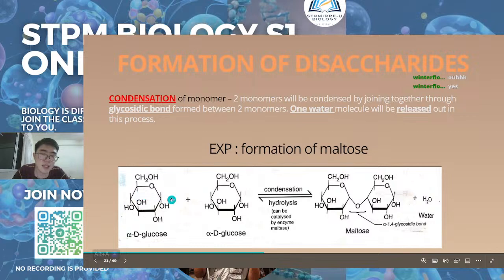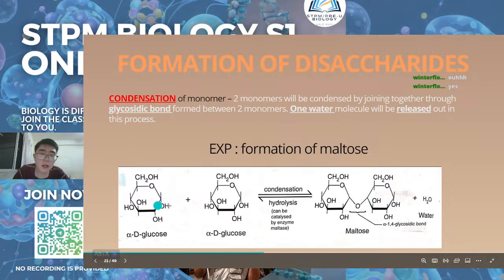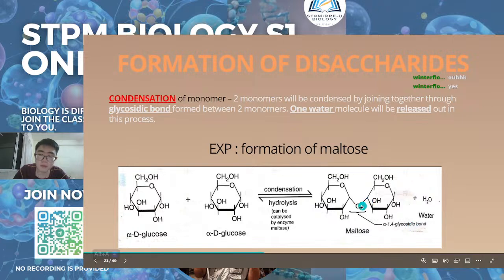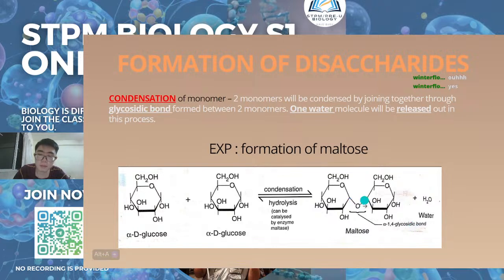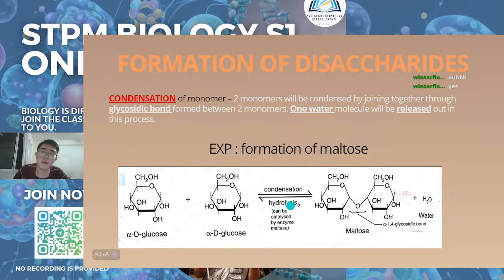So if you see this, carbon number 1 and also carbon number 1, 2, 3, 4. Carbon number 4 will condense and then it will form the glycosidic bond. So if you see here, carbon number 1 and carbon number 4. That is why we call it a 1,4 glycosidic bond, because the bonding involves carbon number 1 and carbon number 4. It will involve the hydroxyl group. Okay.